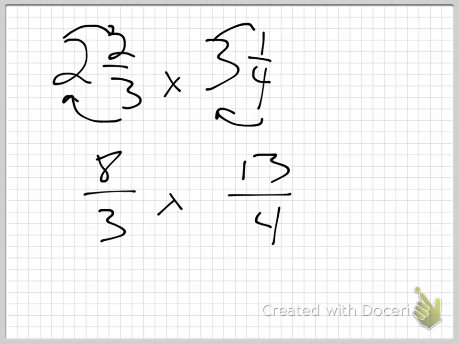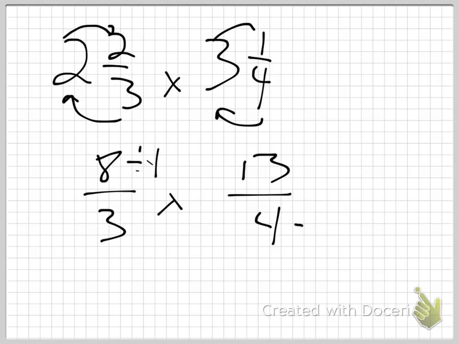It's called something. What is it called? Cross-canceling, right? I can reduce these numbers. Can I reduce 13 and 4? No. Can I reduce 8 and 3? No. Can I reduce 13 and 3? No, but I can reduce 8 and 4. You're just looking for any numerator and any denominator that can be reduced. And if you can reduce any numerator with any denominator, do it.